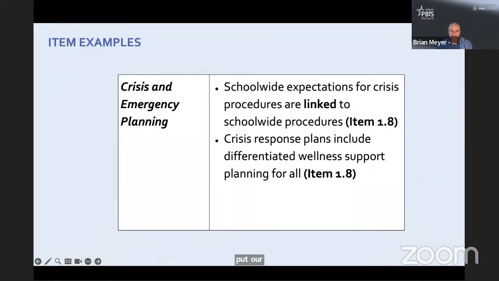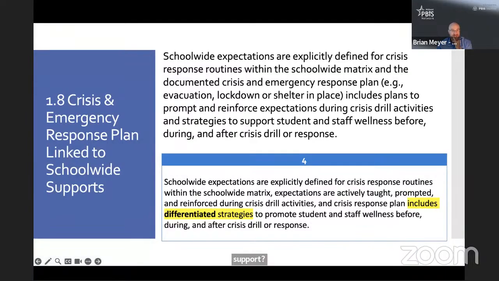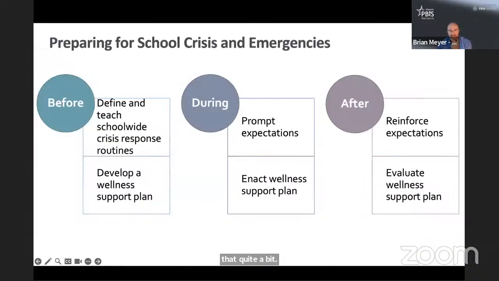Do your crisis plans include wellness support planning? Can we plan in advance? What does that look like when we need to address and provide some wellness resources and differentiated strategies? So that's item 1.8 emphasizes that quite a bit. And again, pretty big shift from where we were several years ago. Some of the components that you might see in how we think about school crises and emergencies, define what those crisis response routines were, develop a wellness support plan. During it, let's prompt and enact those plans, and after, let's reinforce and evaluate.